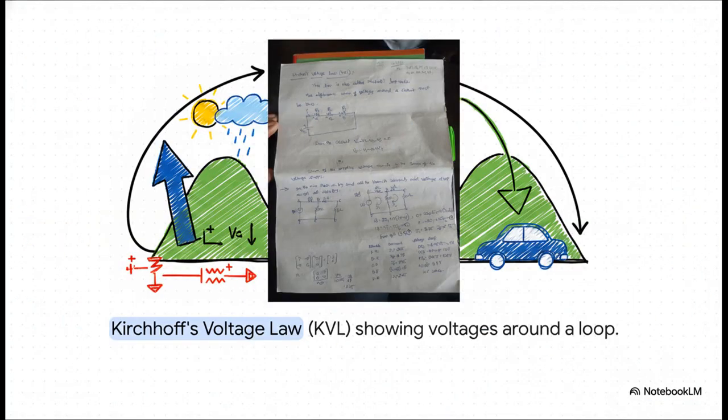Similarly, we have Kirchhoff's voltage law, or KVL, for our loops. This rule demonstrates that if you walk in a complete, closed loop around a circuit, the algebraic sum of the voltages must be 0. The total voltage you gain from your active sources will exactly match the voltage dropped across your passive components. It's exactly like hiking up a mountain and coming back down to your car. Your net elevation change at the end of the hike is always 0.